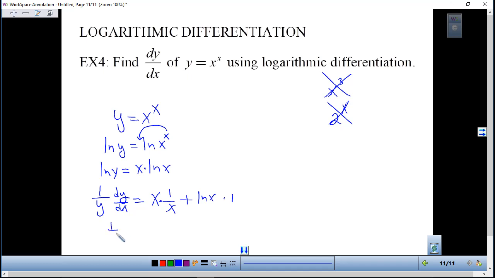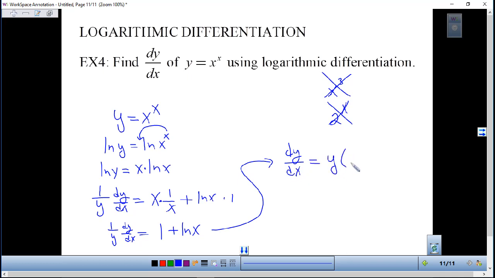All right, so we end up with 1 over y dy/dx, and when we simplify this other side over here, x times 1 over x is 1. Natural log of x times 1 is natural log of x. And we're almost done. There's only one problem. We've got 1 over y over here. We need to solve for dy/dx. So we're going to move the 1 over y to the other side by multiplying both sides by y. So we move up here, and we're going to end up with dy/dx is equal to y times 1 plus the natural log of x.